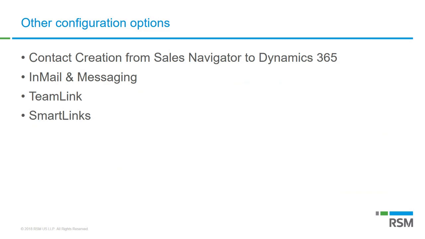Then we're going to be able to set up whether or not we want to synchronize InMail messages and regular messages sent out from the user to prospects or leads, if we want to track those. Also whether or not we want to use TeamLink. TeamLink allows users to view and search their team's connections, right? So anybody who is on their team, I can go in and view their connections.